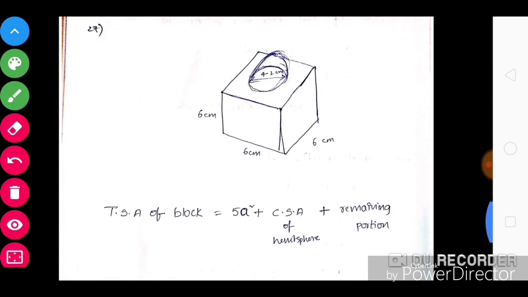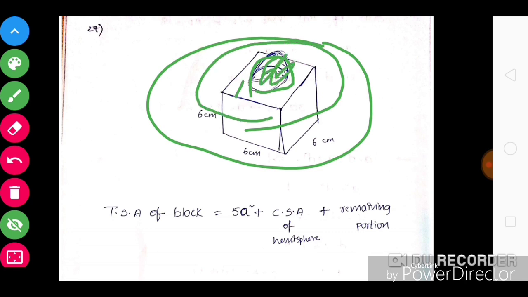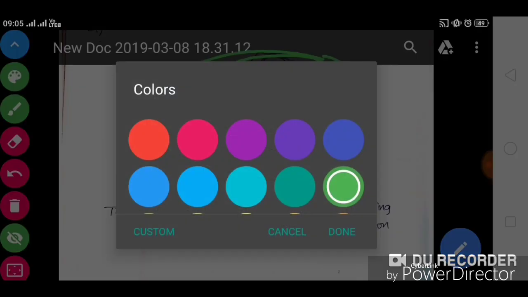Right, 27th question, see here. This is a cube and a hemispherical shape is mounted on it. So we have to find the total surface area. Total surface area will be this 5a square plus this curved surface area plus this area. Right, I will show.